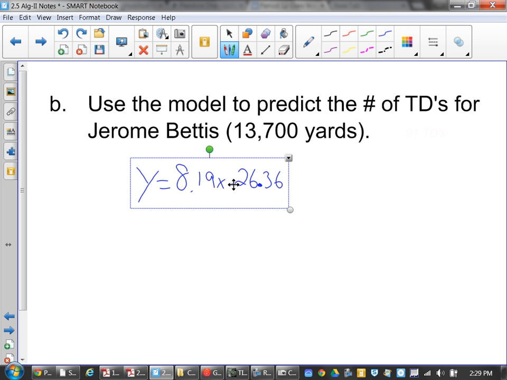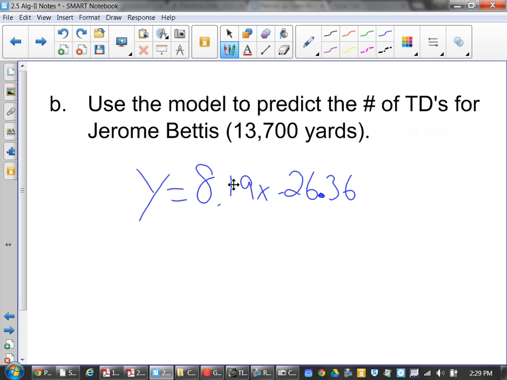It's a minus. Sorry, I just realized that. It's a minus sign between here. The cursor just winds up in a bad spot. X. Now remember, what did you put your yards in the table as? Thousands. So this should be your X value here, which is 13.7. Don't forget that, otherwise he's going to have a whole lot more touchdowns.